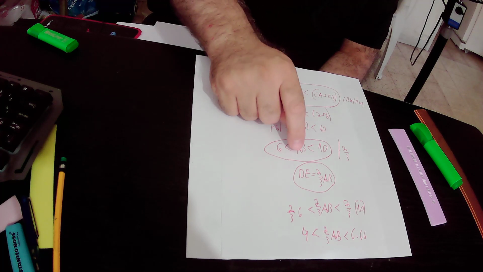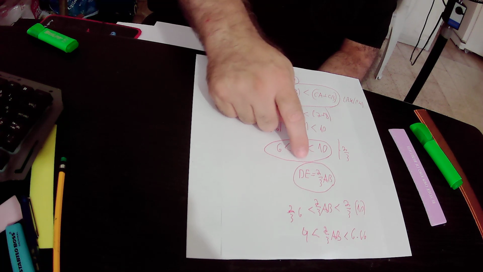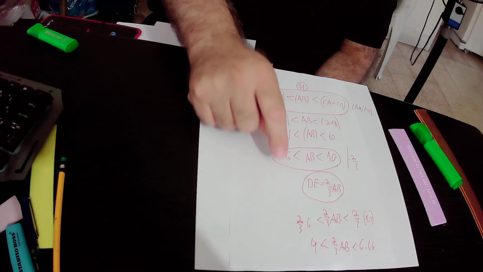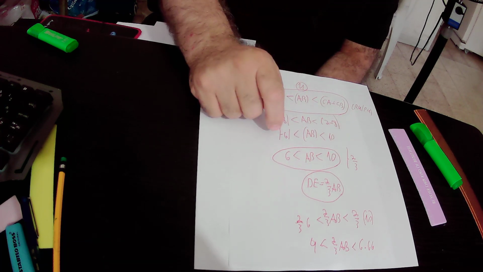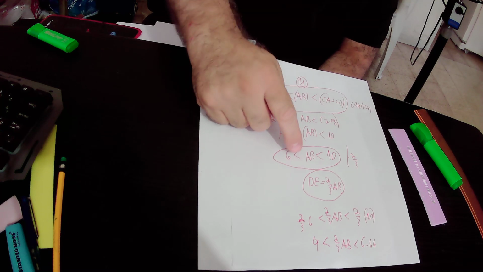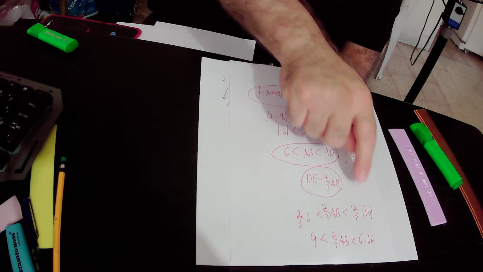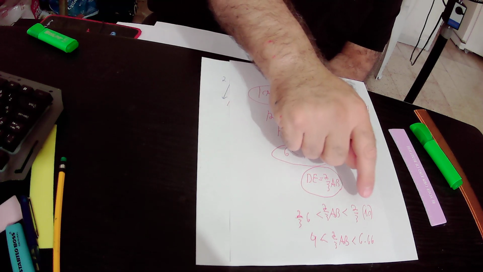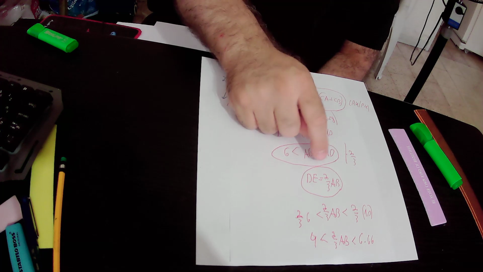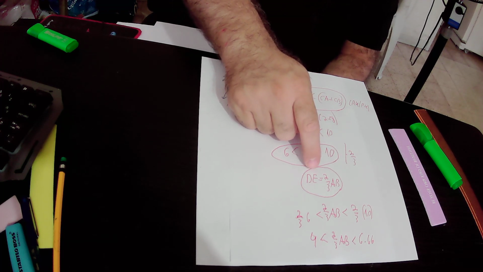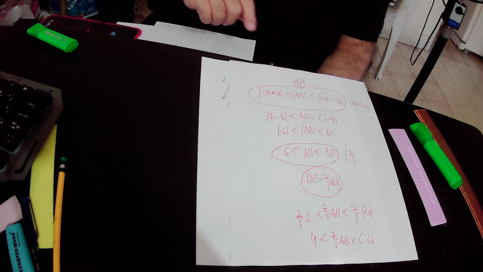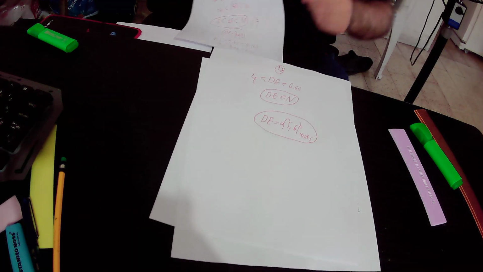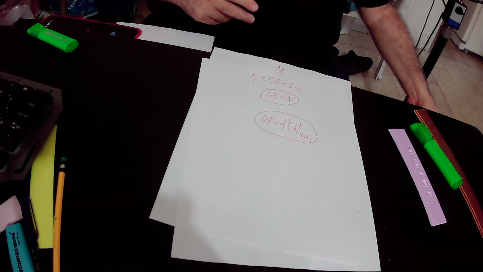But we also know, we have already found out, that DE equals 2/3 AB. Here we multiply this inequality by 2/3, and we get that 2/3 AB is greater than 2/3 times 6, and it is smaller than 2/3 times 10. Here 2/3 times 6 is 4, and 2/3 times 10 is 6.66. But we know that 2/3 AB equals DE, so we can substitute 2/3 AB by DE. So we substituted 2/3 AB by DE, and we got that DE is greater than 4, and it is smaller than 6.66.